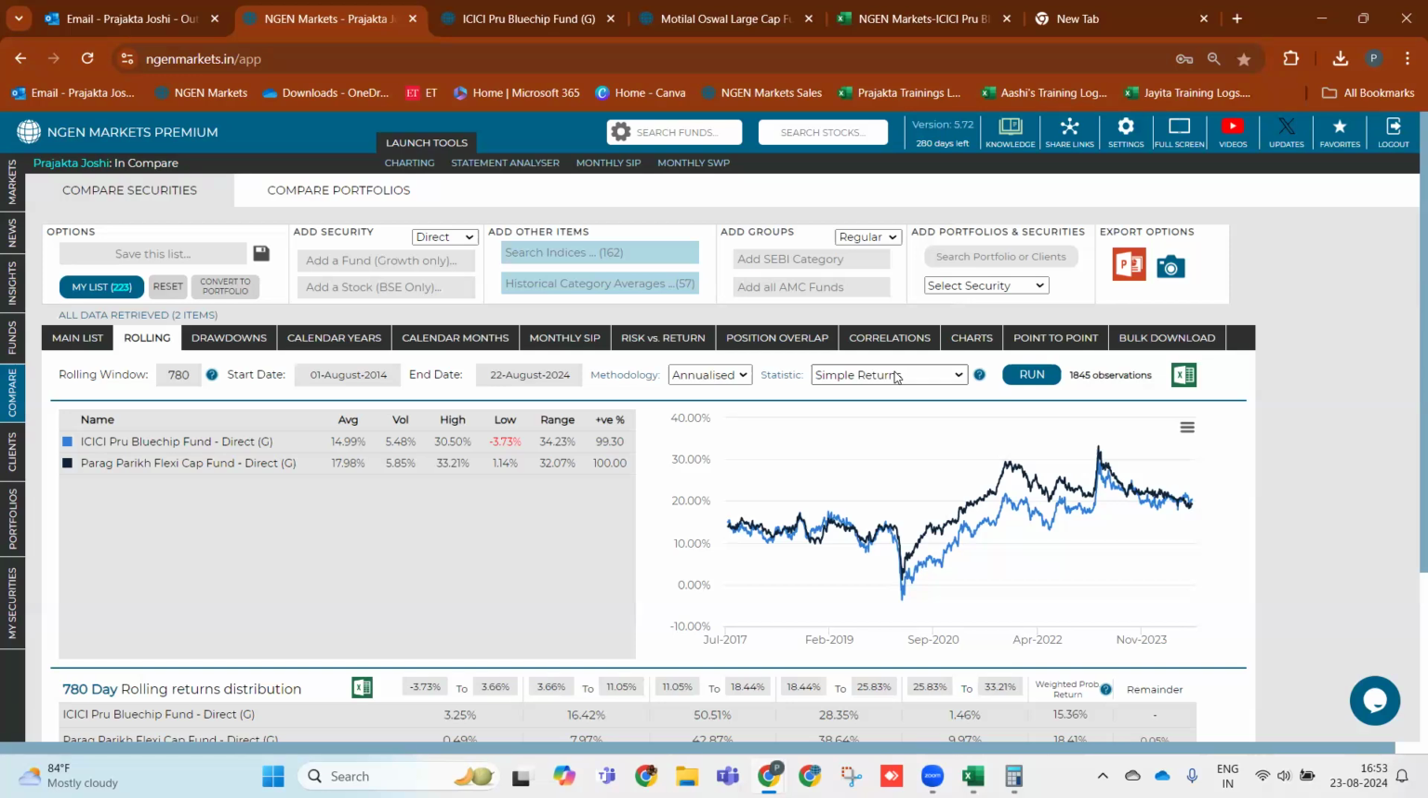Yeah, I didn't even know. Today only I learned there is point to point also. I always use the simple returns, and it was easy for me to interpret that. Yes, that's why we've also made it the default selection here as well. Right. Okay.